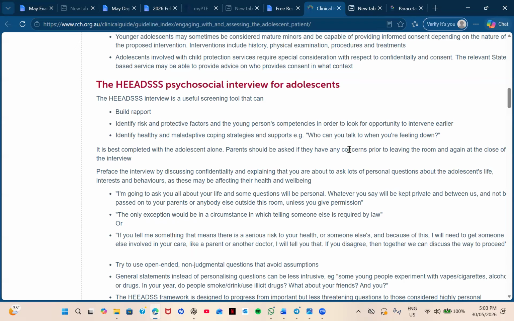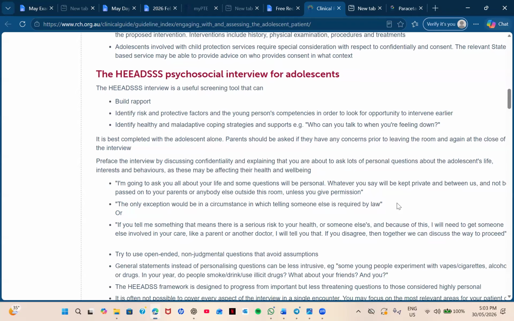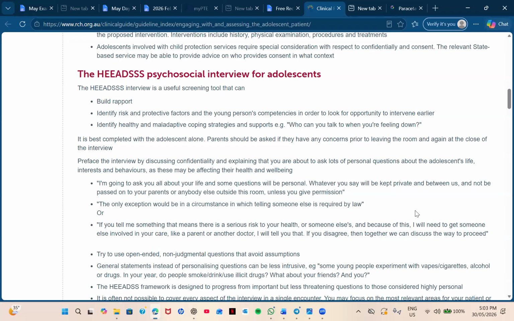Then you have to make sure that everything is between the doctor and the patient only. The confidentiality is also safe with the doctor. You have to make sure that, like here, these are the examples. "I'm going to ask you all about your life, and some questions will be personal. Whatever you say will be kept private and between us, and not be passed on to your parents or anybody else outside the room unless you give permission, right?"